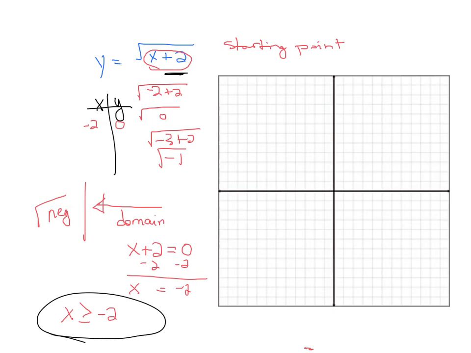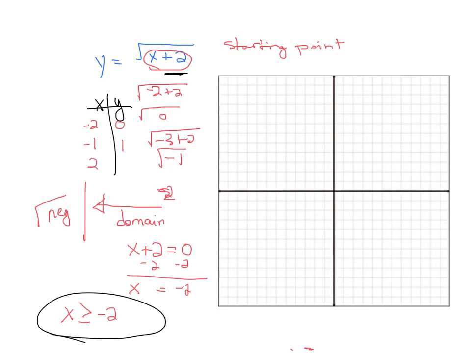So we need to pick numbers that are larger than -2, and we want to pick numbers that eventually get us to, hopefully, perfect squares. So if we try -1, -1 plus 2 is 1. The square root of 1 is 1. If we try -2, if we try 0, 0 plus 2, we don't like that. If we try 1, 1 plus 2, that's 3. We don't want to take the square root of 3.